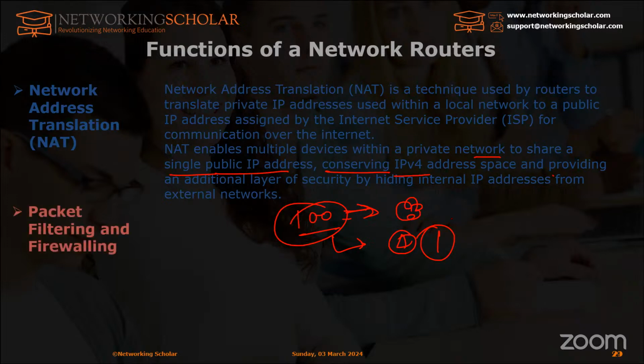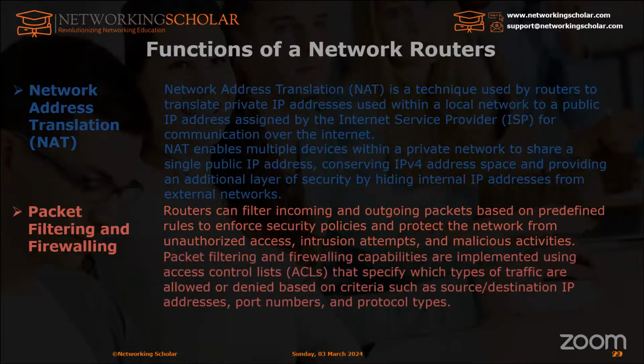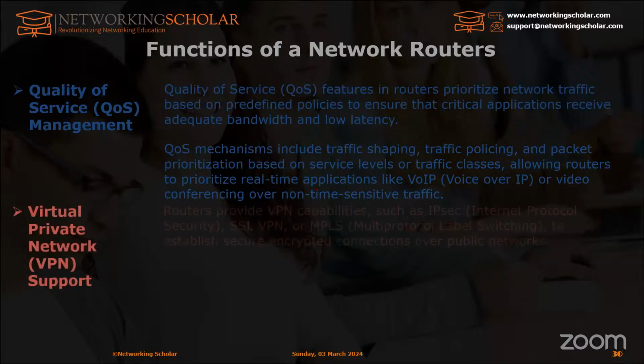Okay, then there is packet filtering and forwarding. Packet filtering and forwarding is also possible through this router. We already discussed it in the last section of the videos. If you want to check, you can pause this video. If you are watching the recording of this session, you can see it. In the recording you will get everything. Then there is quality of service, which we already discussed about. And there is VPN.